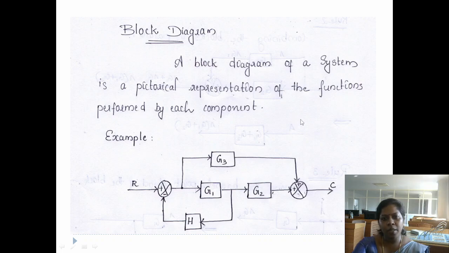A block diagram is the pictorial representation of all the functions performed by each component. A block diagram will have mainly three components. This is the block, this is a summing point, and this one is the branch point. This is one example of a block diagram, and from this block diagram we have to find the transfer function.